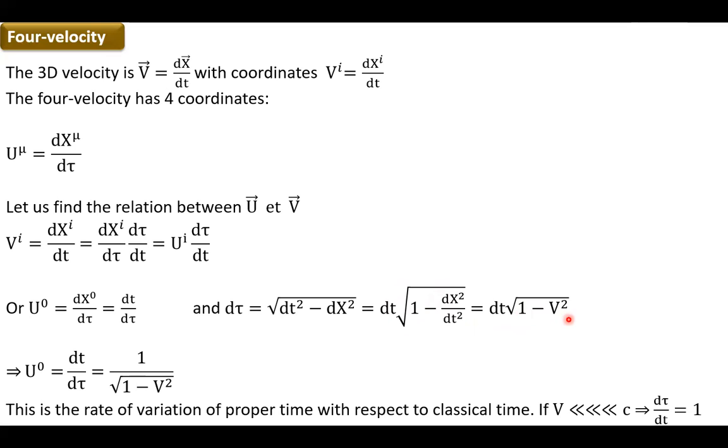So you always go back to this old radical of 1 minus v squared, because the 3 dx squared over dt squared are v squared. So d tau is dt times the radical of 1 minus v squared. Now you can find d tau over dt or dt over d tau. So this u0, which is dt over d tau, is equal to 1 over the radical of 1 minus v squared, which is gamma.